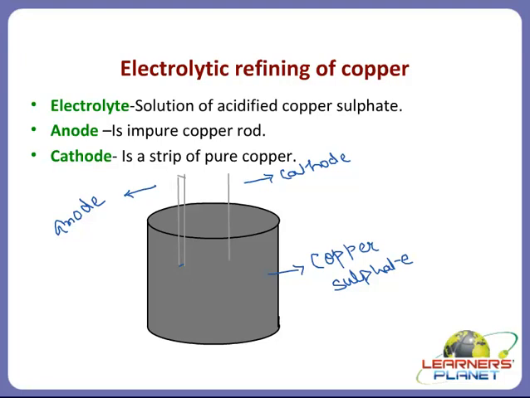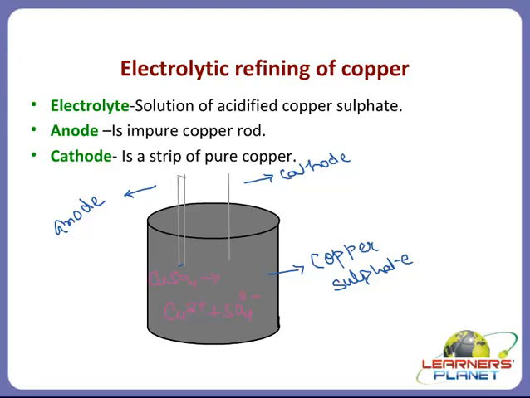Now children, what will happen to copper sulfate when I am passing electric current? Your copper sulfate, CuSO4, will get dissociated. And what ions will it give? It will give Cu2+ and SO4 2- ions.